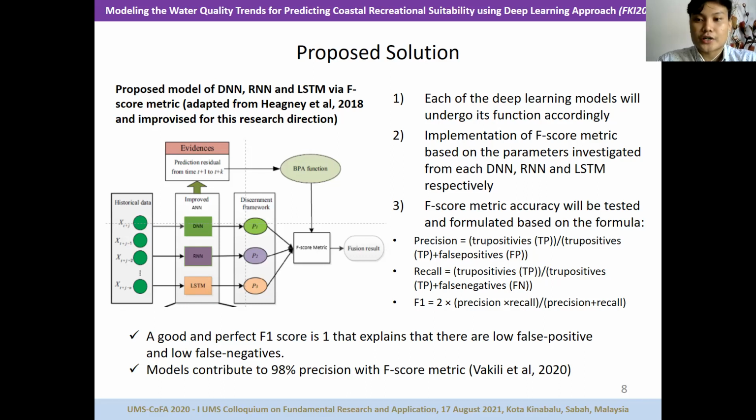The F-score metric accuracy will be tested and formulated based on the formula, as you can see, the three formulas there. A good, perfect F1 score is one that indicates there are low false positives and low false negatives. The reason why we use the F-score metric is that the models contribute to 98% precision with the F-score metric, according to the research by Vakili in 2020.